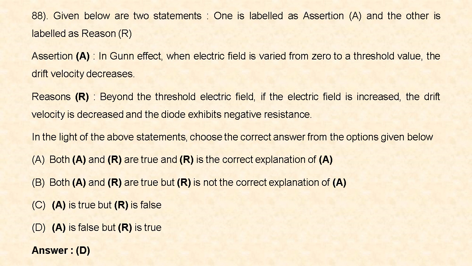Assertion. In Gunn effect, when electric field is varied from 0 to a threshold value, the drift velocity decreases. This statement is false because the drift velocity increases. Next, reason. Beyond the threshold electric field, if the electric field is increased, the drift velocity decreases and the diode exhibits negative resistance. This statement is true. So, assertion is false but reason is true. Hence, here option D is the correct one.